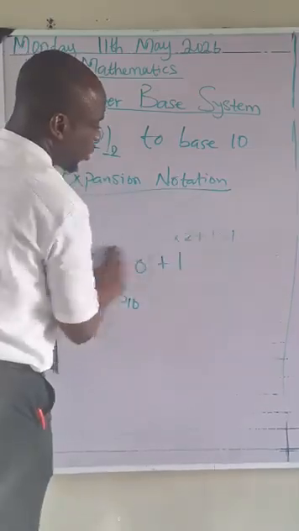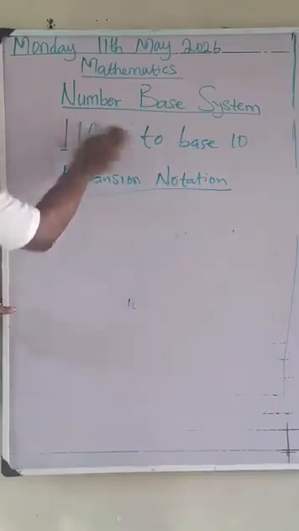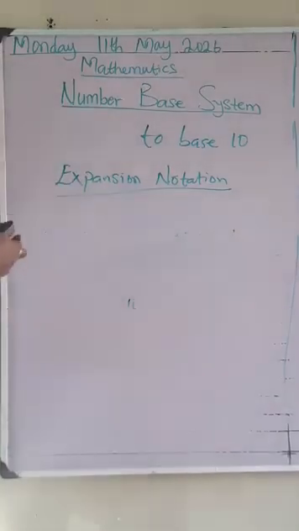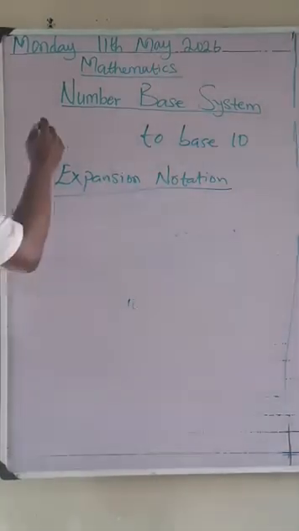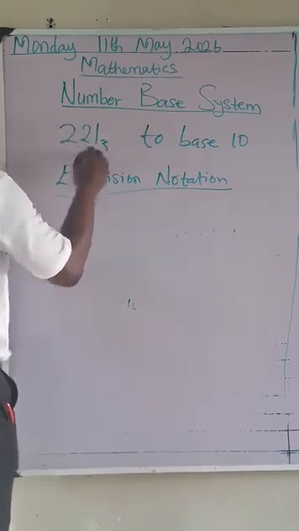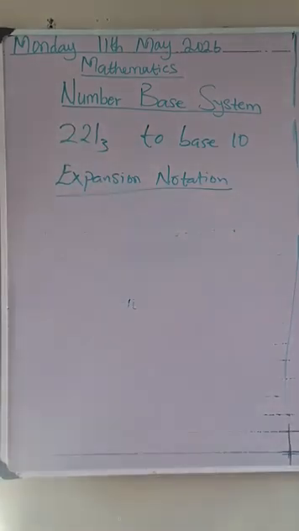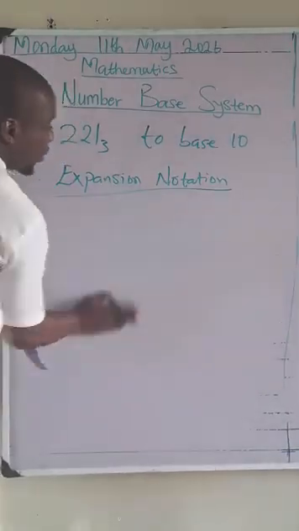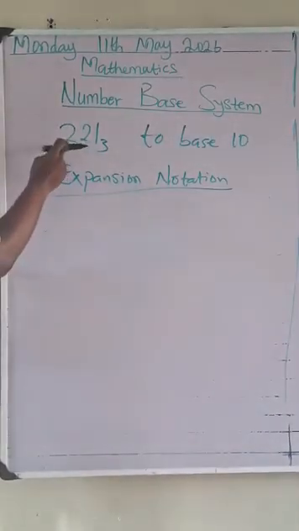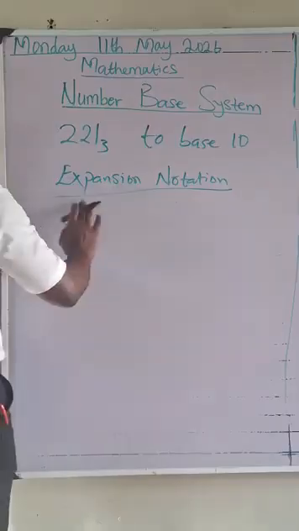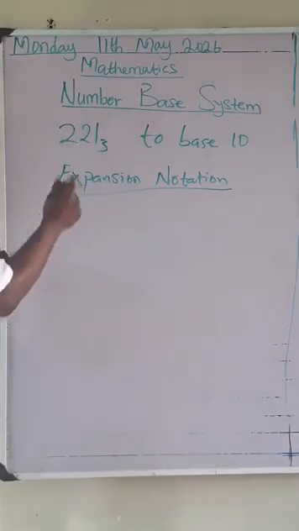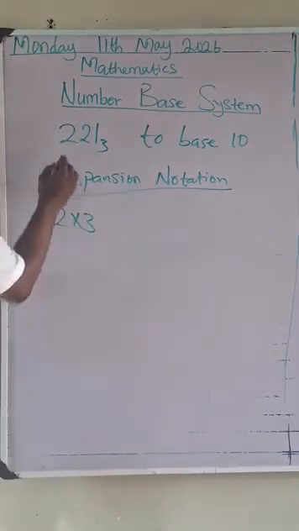Let us solve for another number. So we have convert. Let me use 2 1 base 3, 2 1 base 3 to base 10. What do? Please take note. The first thing you need to do is to do what? I say multiply this by this because it is what? Expansion notation. Multiply this by this, that gives you 2 times 3. You're done with this one.